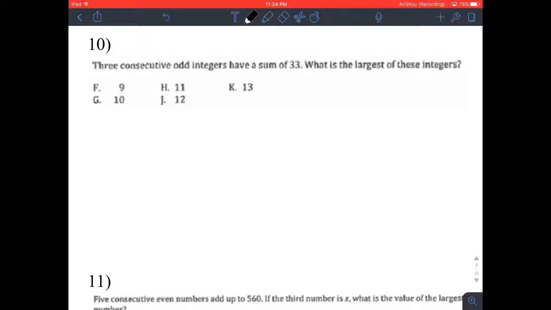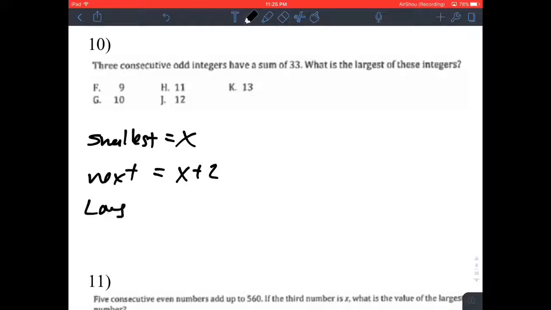So, 3 consecutive odd integers. Let's say that the smallest one is x. Well, the next one, if it's a consecutive odd integer, that means the next one is 2 more than that. So for example, if 1 is your odd integer, then 3 is your next one. They're 2 apart, so it's 2 more. And then the largest is 2 more than that. x plus 2 is x plus 4.